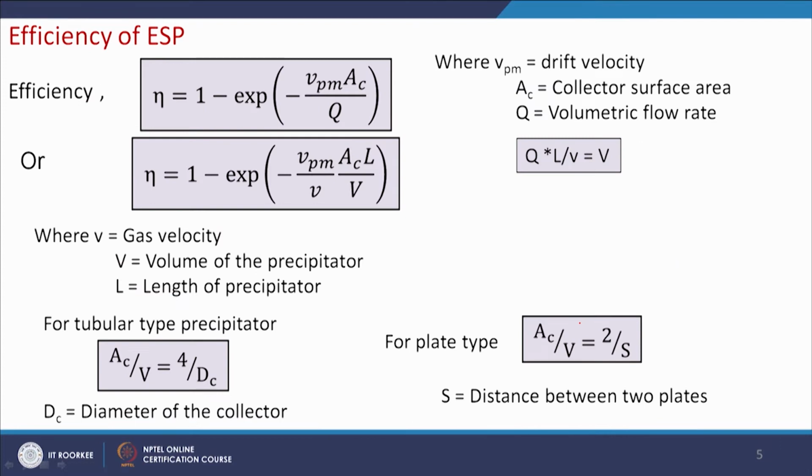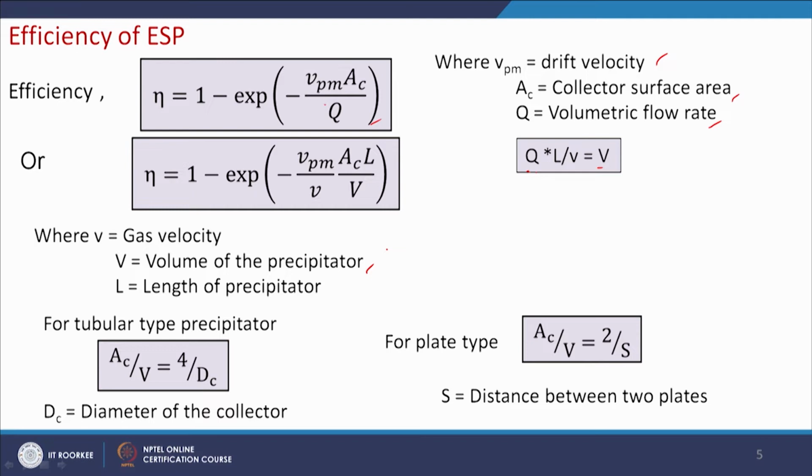Then how can we define the collection efficiency? In such a case, the collection efficiency is equal to 1 minus exp(minus Vpm Ac by Q), where Vpm is the drift velocity, Ac is the collector surface area and Q is the volumetric flow rate. Now, you see that Q is the volumetric flow rate, and Q into L by v is equal to V. So, V is equal to what? The volume of the precipitator.